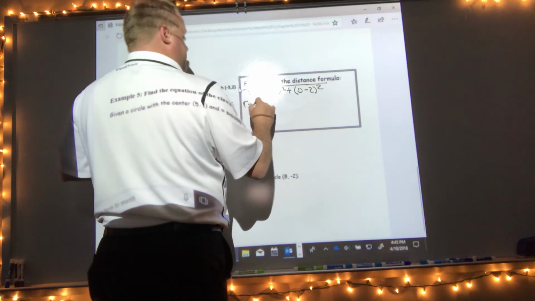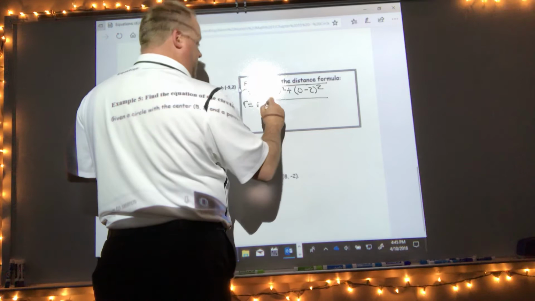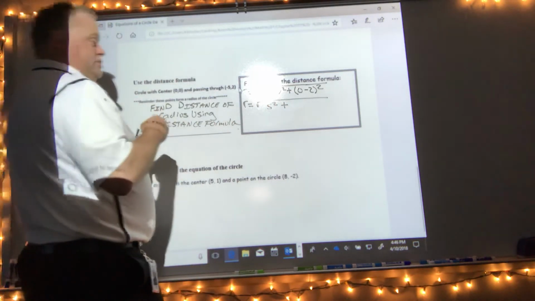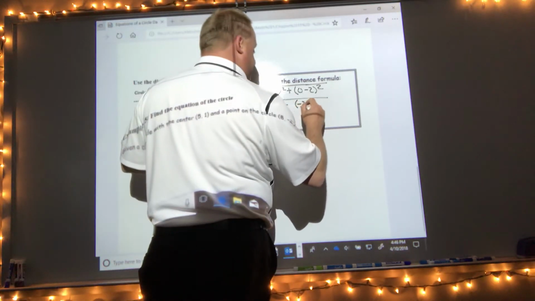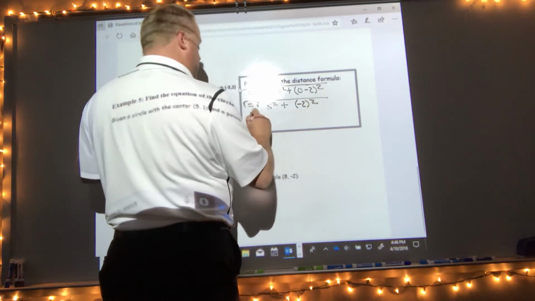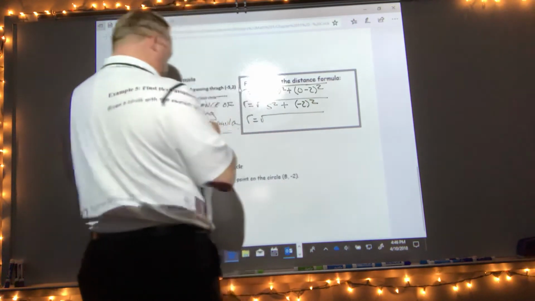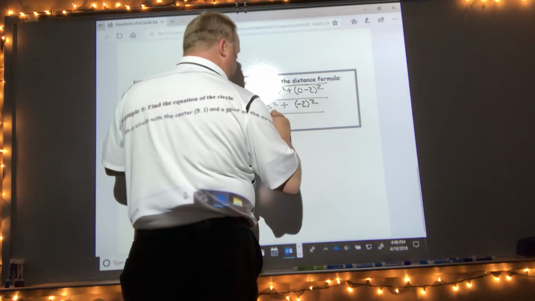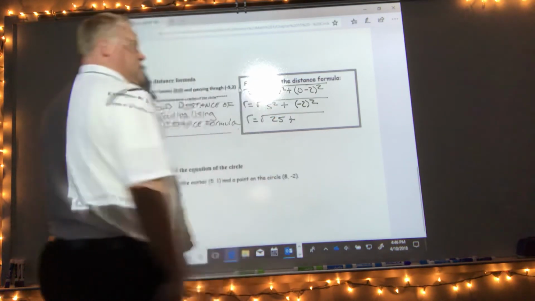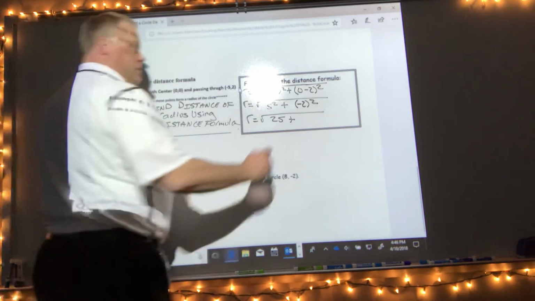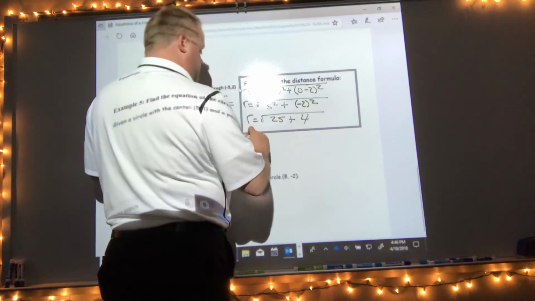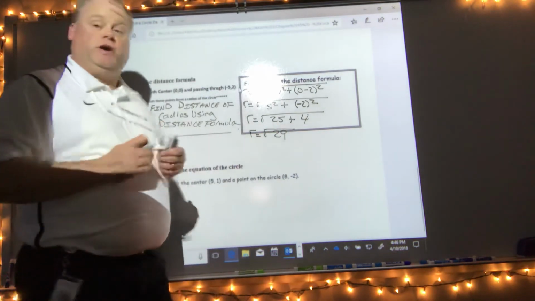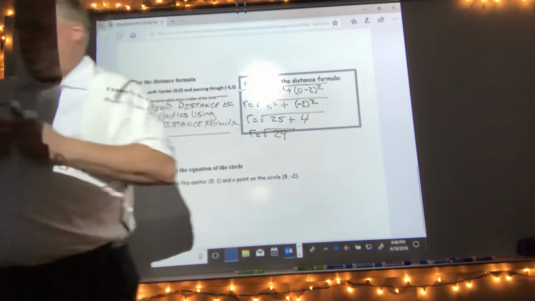So I know my radius has a distance of 0 plus 5. That's 5 squared plus 0 minus 2. Well, that happens to be negative 2 squared. So my radius equals the square root of 5 squared, 25, plus negative 2 squared, 4. So my radius is equal to the square root of 29. So I know my radius is the square root of 29.